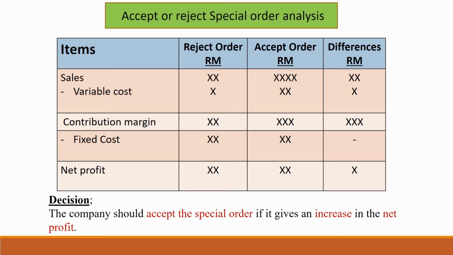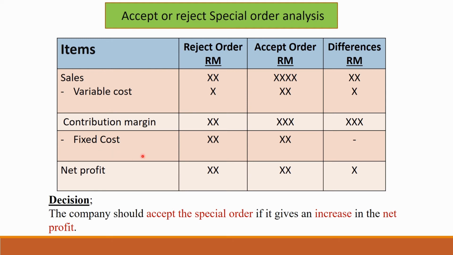And this is the format of preparing the differential analysis. We have to make an analysis comparing reject order and accept order. And this is the format of the statement of income. So sales less variable cost, you get a contribution margin. Variable costs normally represent relevant costs, and fixed costs normally irrelevant costs, and sometimes relevant costs. It depends on the question.